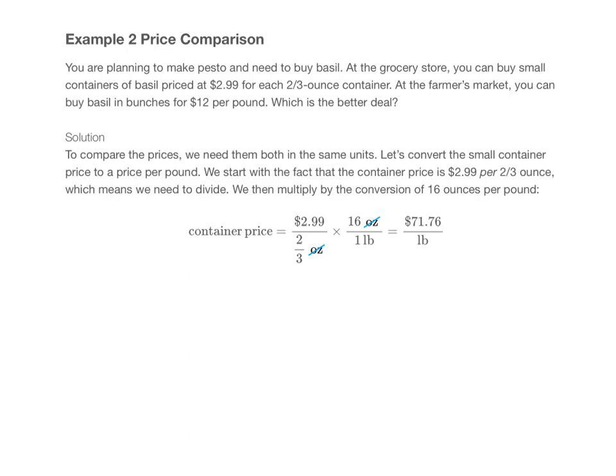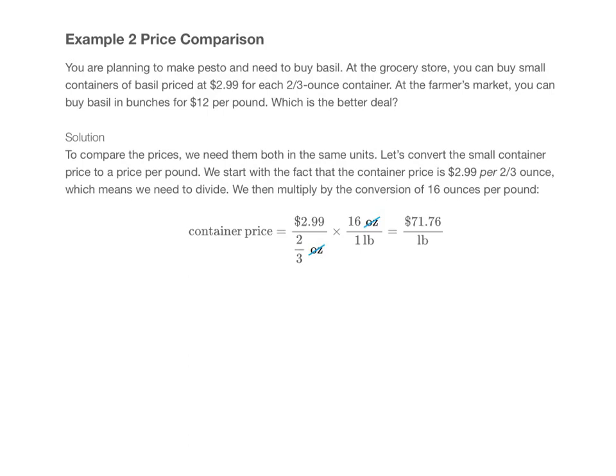Example 2 from your reading shows how to do a conversion within the US customary system. In this one, we wanted to compare two different types of basil, containers that were priced at $2.99 for 2/3 of an ounce, and basil that's sold in bunches for $12 per pound. So here we're still dealing with the US units. We've got ounces and pounds, and we're looking for a price comparison here.